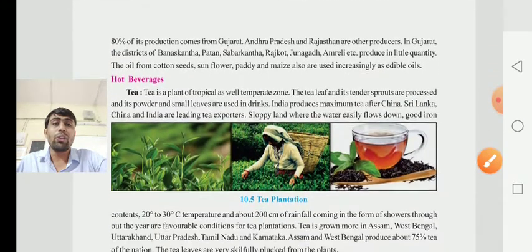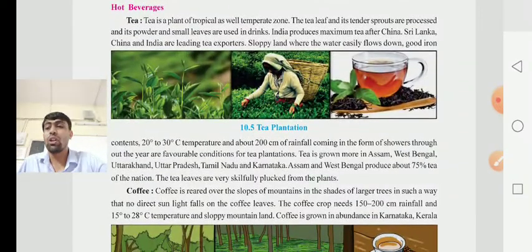Now, dear children, they have given about hot beverages. Hot beverages means peena.